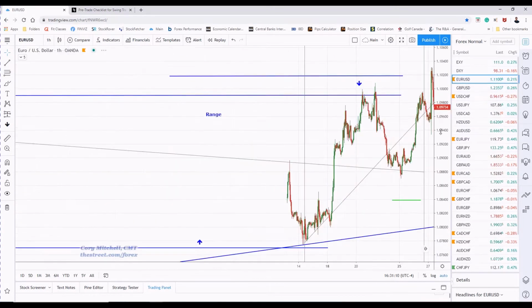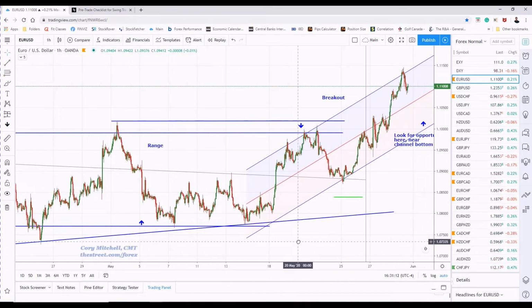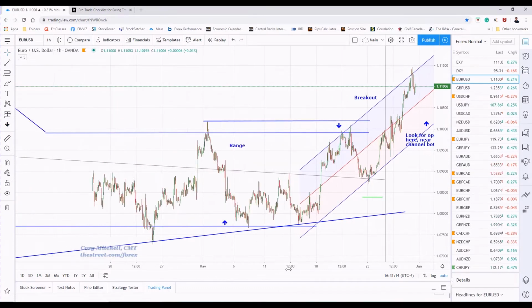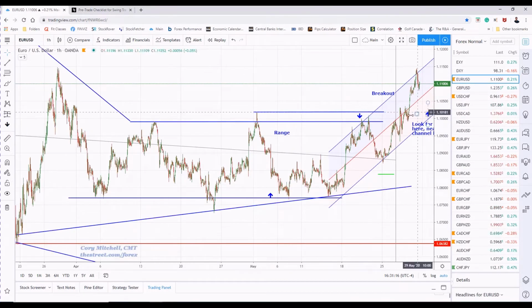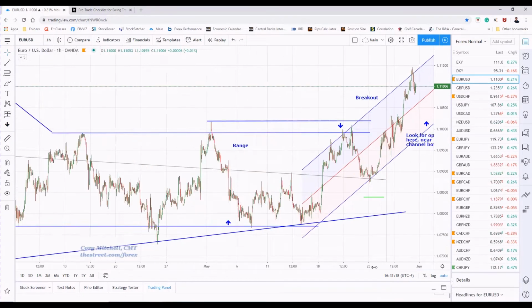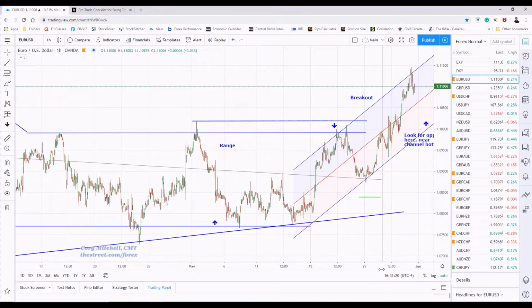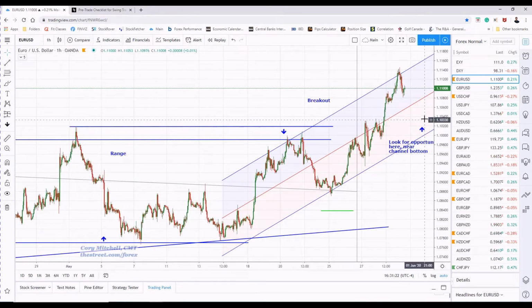Let's look at another example. The Euro USD was in a similar type of range. It had a breakout, draw the channel in. The channel tells us now, maybe wait for the pullback into this area before looking to go long. Why do I do this? Because look at how choppy this is in here. You could be going long, short, long, short, long, short.